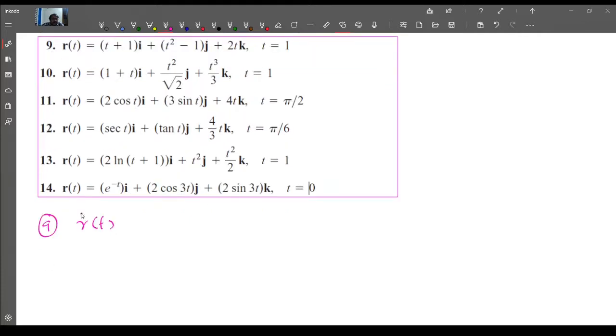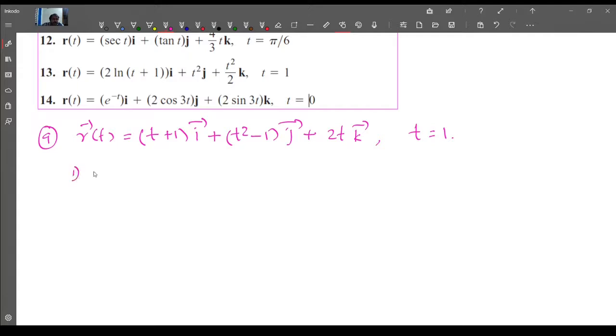Problem 9. r of t is (t plus 1) i plus (t square minus 1) j plus 2t k. We have to find all these things at a time t equal to 1. So first we find the velocity. Velocity is v equal to dr by dt. So you differentiate each component with respect to t. So this is i plus 2t j plus 2k.